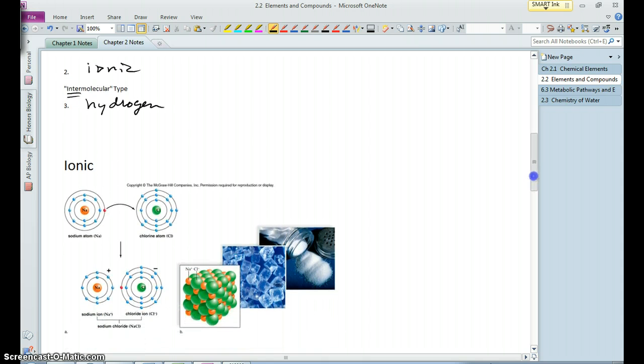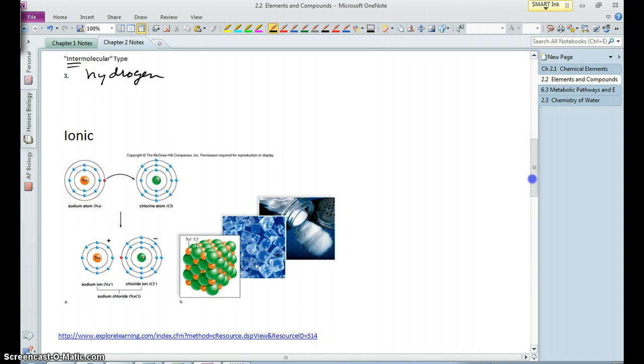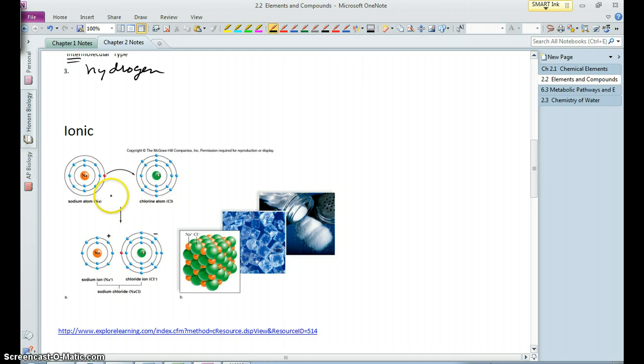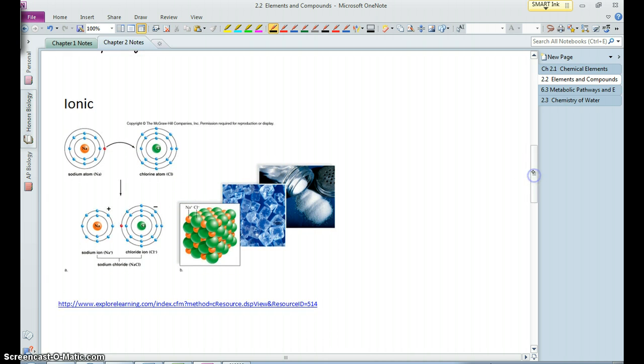So ionic bonds. Ionic bonds form when two atoms get together and one, in this case chlorine, takes an electron from the other one, in this case sodium. So sodium chloride, or salt, is the sort of classic type of ionic compound, because when the two atoms get together, you form a negative and a positive ion, and it's the opposite charges that hold it together.